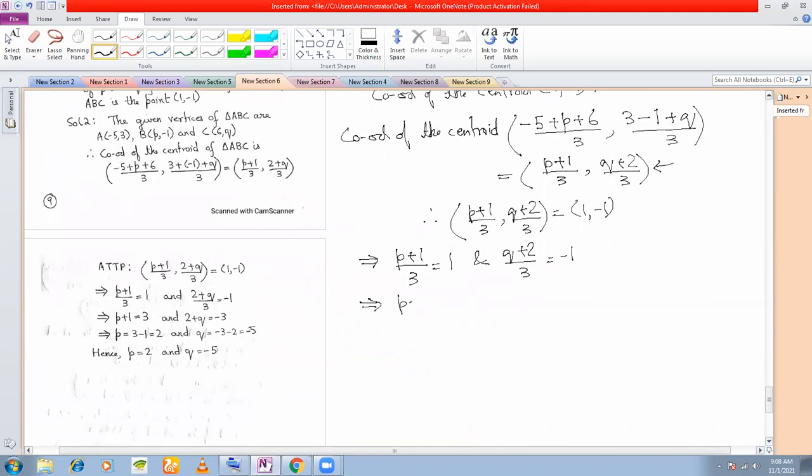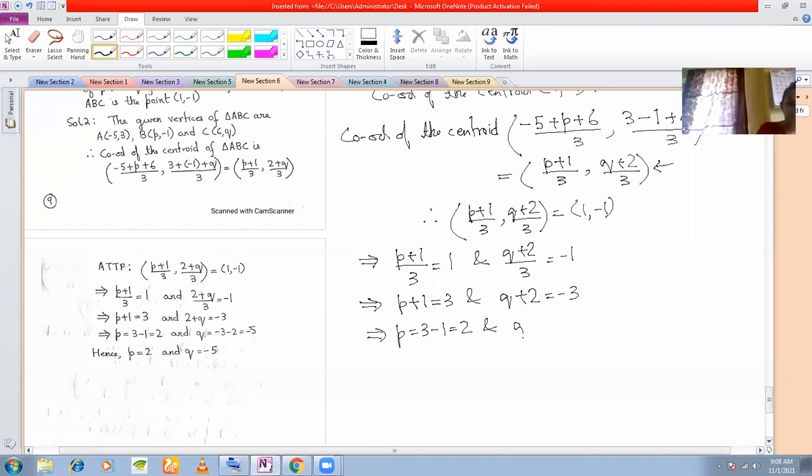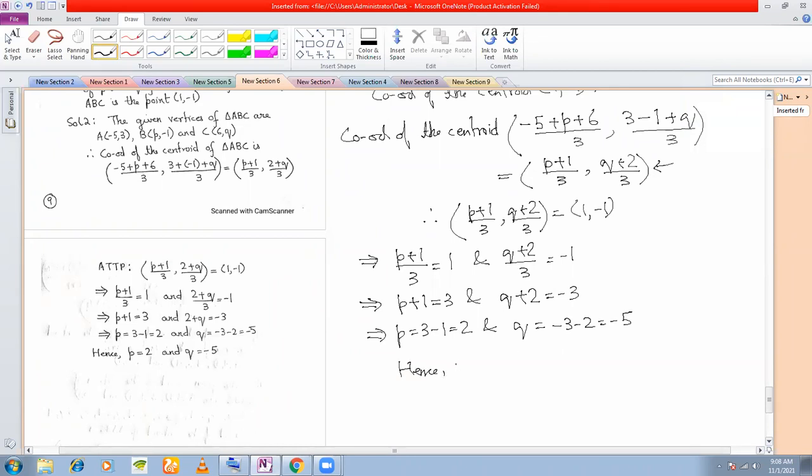So you now cross multiply the first one, p plus 1 is equal to 3, and you also cross multiply the second one, q plus 2 is equal to minus 3. That means you get p is equal to 3 minus 1, which is equal to 2, and you get q is equal to minus 3 minus 2, which is equal to minus 5. So what are the values of p and q? p is equal to 2, and q is equal to minus 5. So these are the very elementary applications of the formula on the centroid.